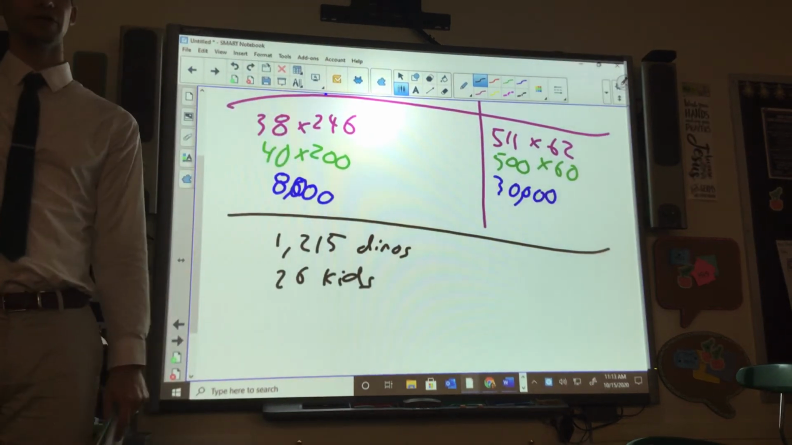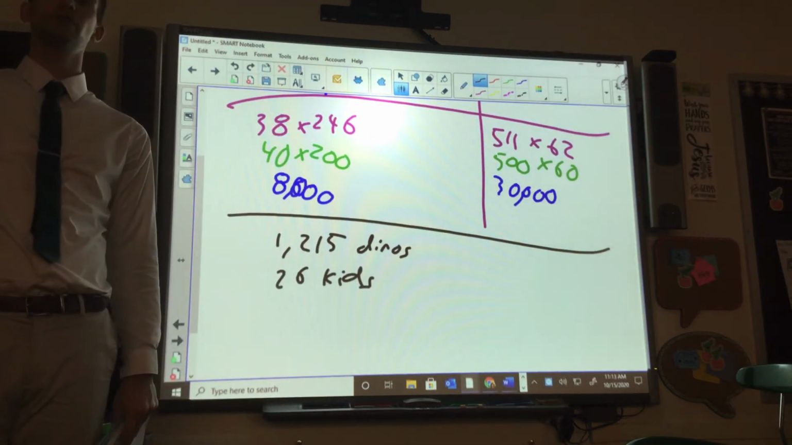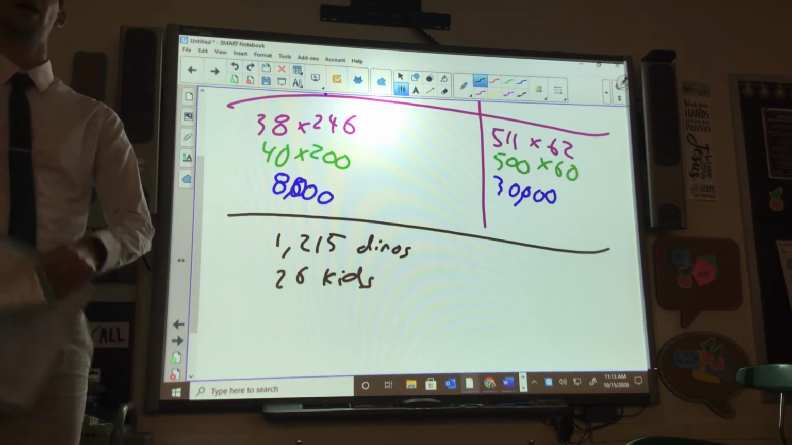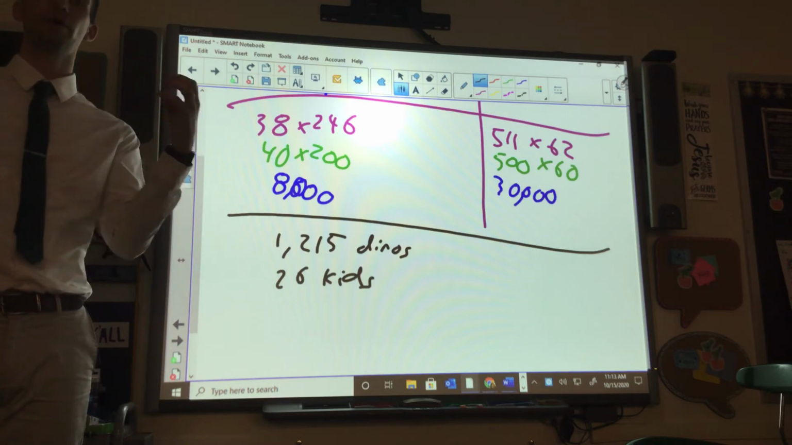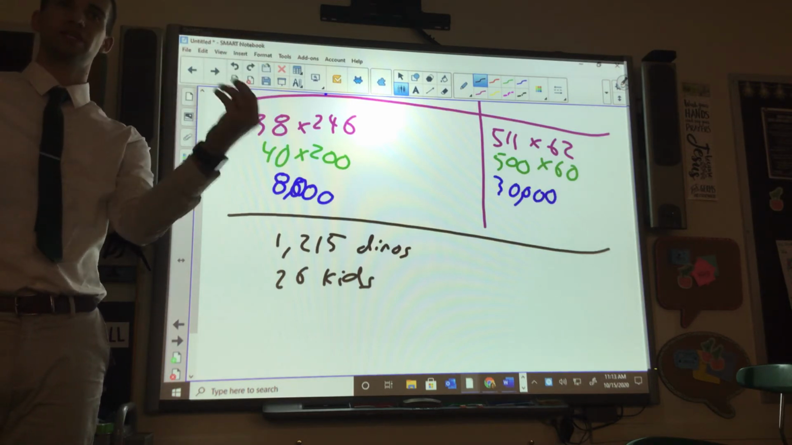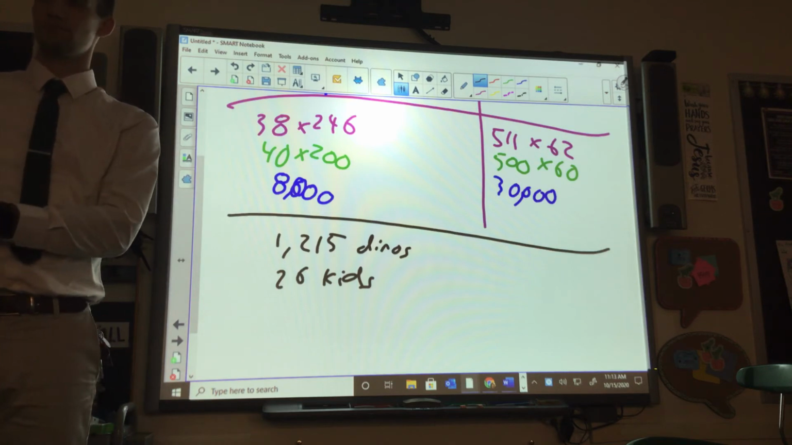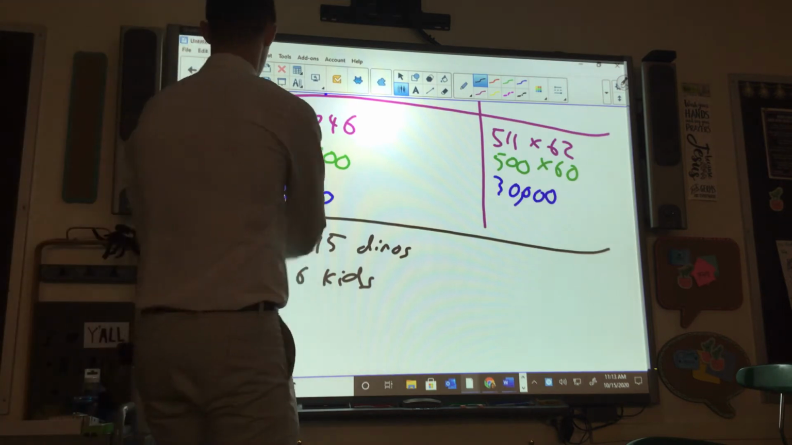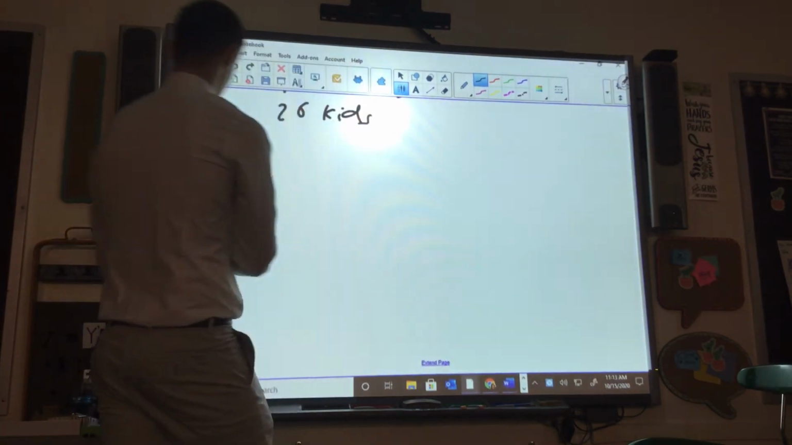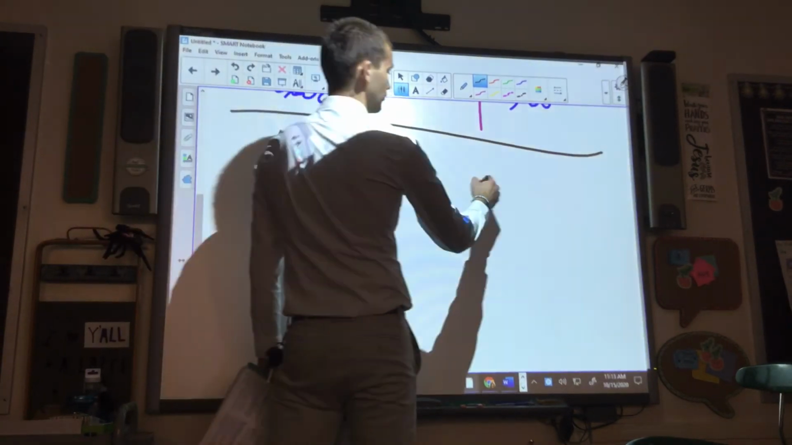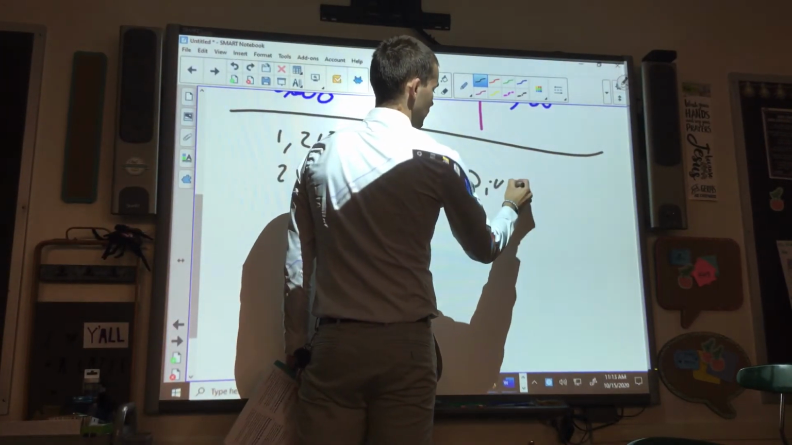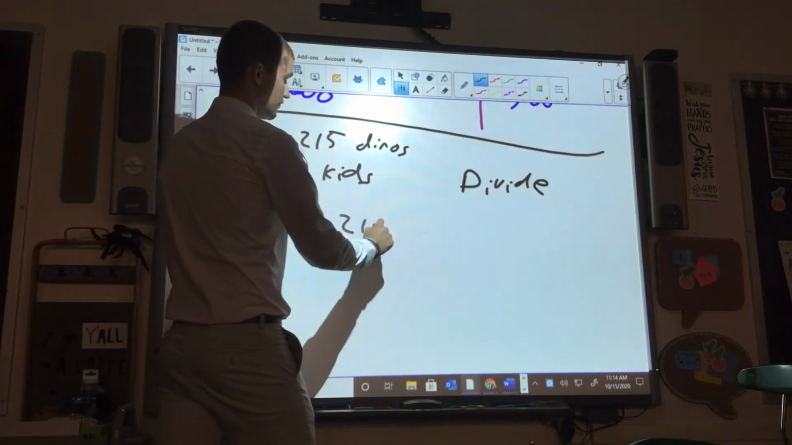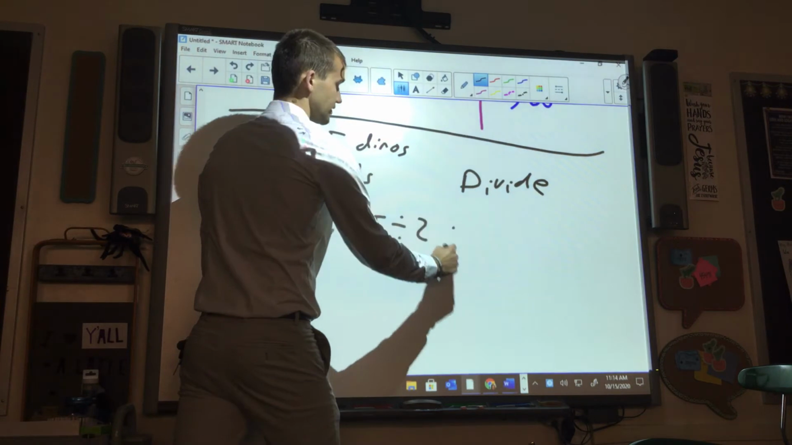So, if I'm trying to figure out, not the exact answer, but about how many dinosaurs each kid gets, how do I ballpark guess how many dinosaurs each kid is going to get? You divide? Yes, well, first of all, I have to recognize, hey, I'm doing division. The next thing I have to say is, okay, I would be doing 1,215 divided into 26 groups.